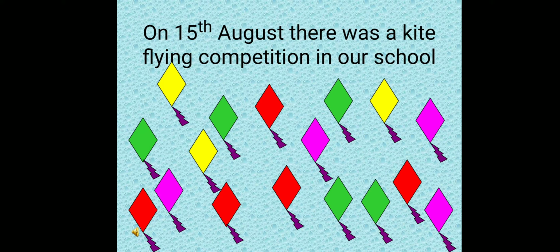Look at this picture. There are so many kites of different colors flying in the sky because there is a kite flying competition in the school on the occasion of 15th August. Can you find out how many kites are flying in the sky? Let's count the kites. Yes, you are right. There are 17 kites flying in the sky.